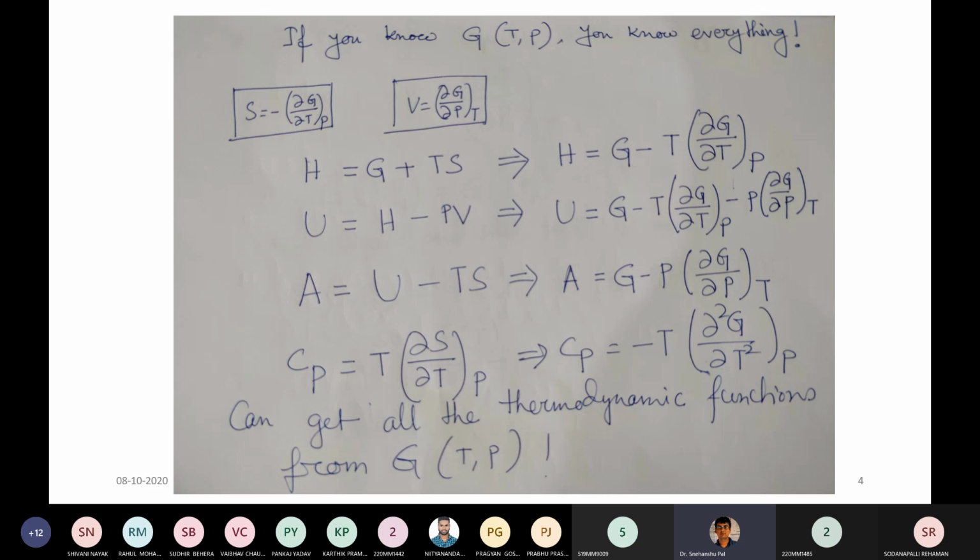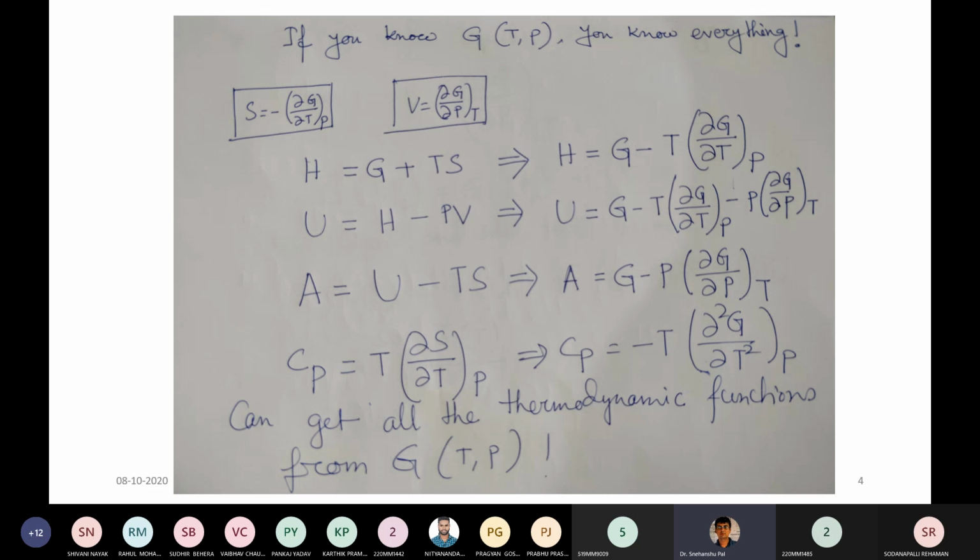So for that we have to understand. We know entropy is equal to minus del G by del T at constant pressure, and volume is del G by del P at constant temperature. So these two things are there. Now, what are the different thermodynamic potentials or state functions we have?